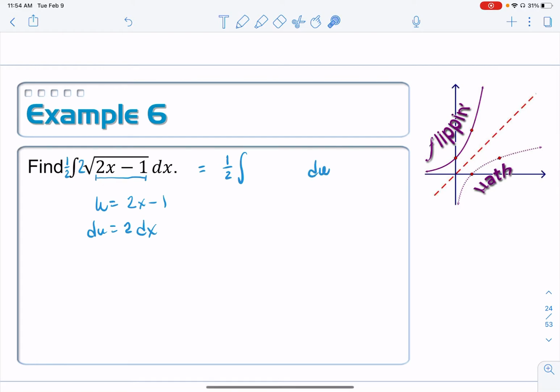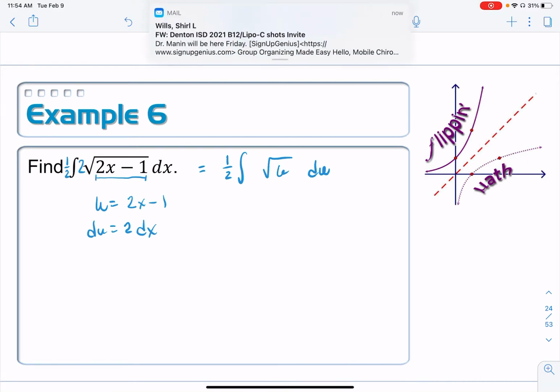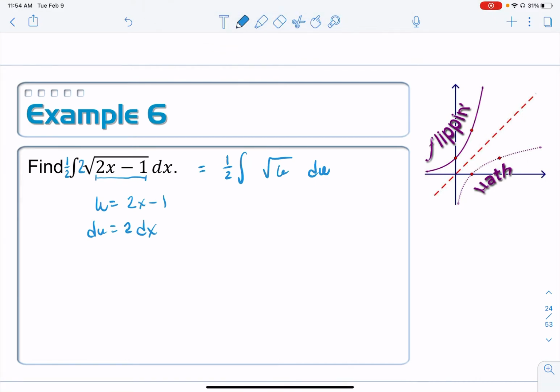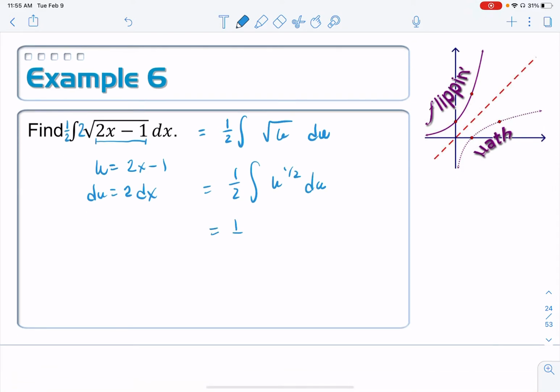And then the square root of 2x minus 1 becomes the square root of u. And of course, when we're doing our integrals, we don't usually keep the square root in there. We're going to turn it into a rational exponent. 1/2 integral u to the 1/2 du. All right, well, let's use our power rule. This 1/2 sticks around, comes along for the ride. u to the 3/2 divided by 3/2, but we usually just multiply that by 2/3.